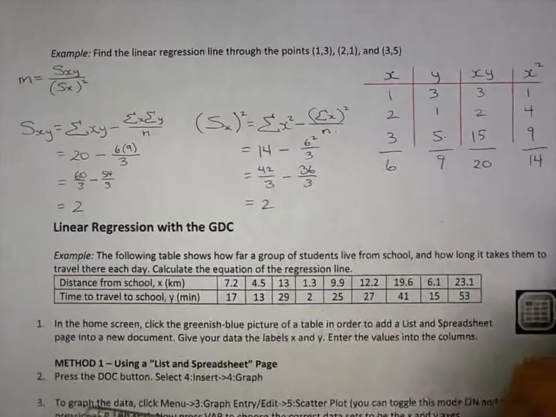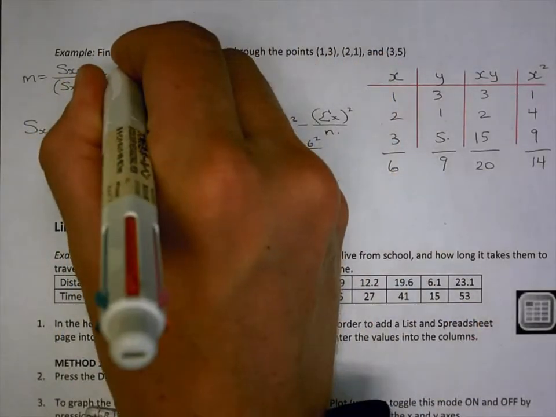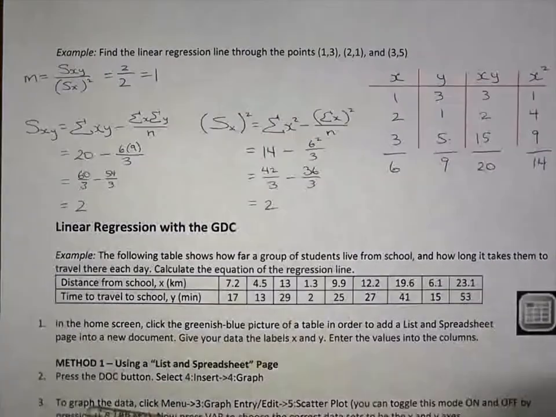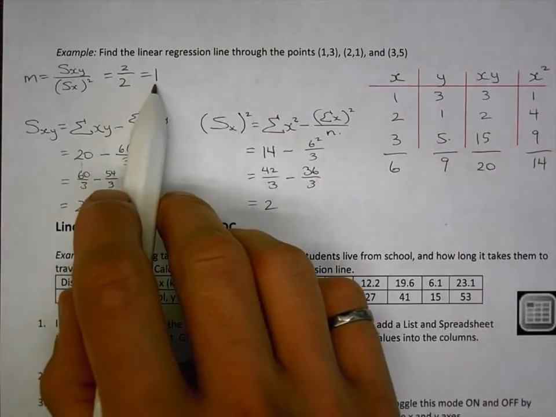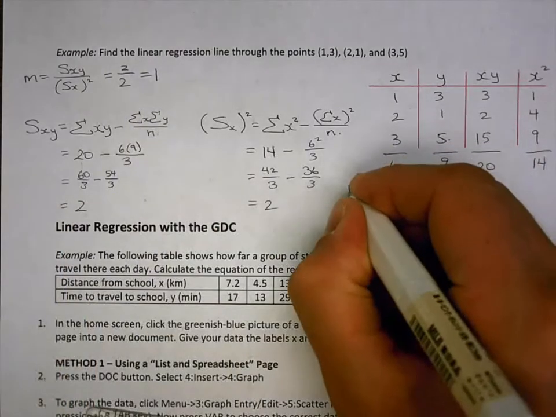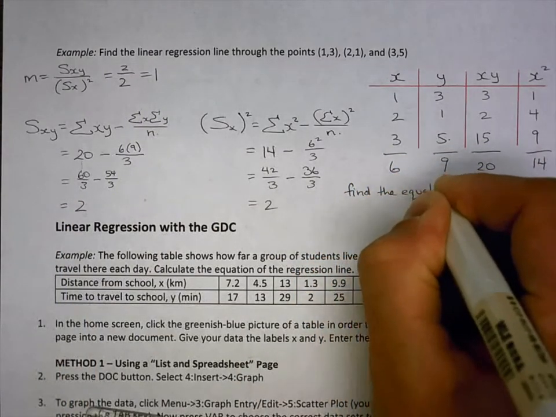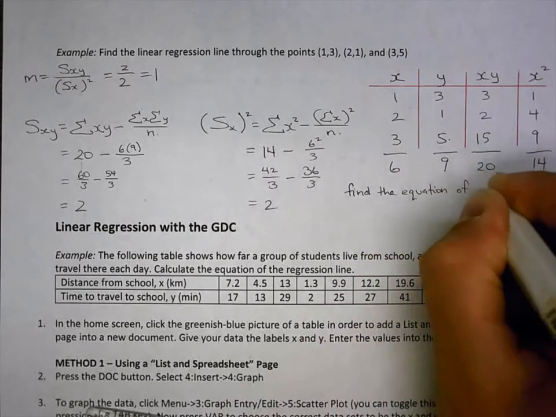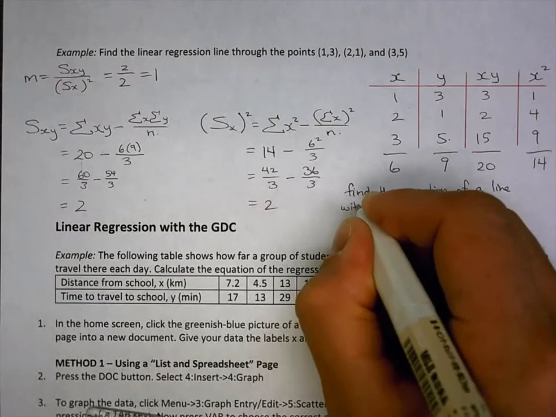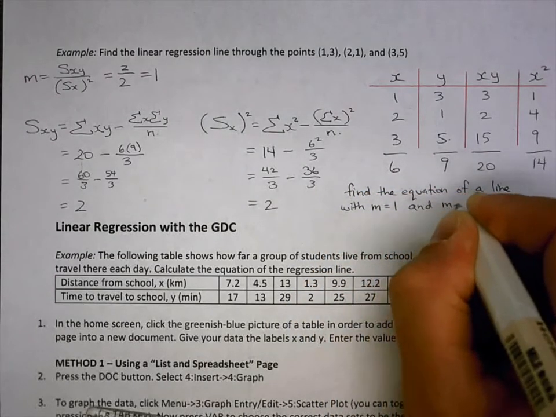And so now I can use my formula here. I have 2 over 2, which is 1. So all this work, and I have the slope of the regression line. So now I find the equation of the line with slope equals 1 and mean point.